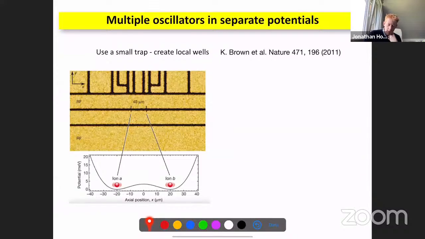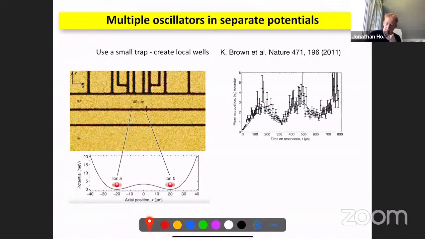The other thing that can be done, and this work was done at NIST in 2011, was to create two potentials for the two ions and be able to control them independently. And this is a very nice illustration, if you like. The reason they can do this is by making small ion traps and putting the ions fairly close to the chip. So beware the heating, right?